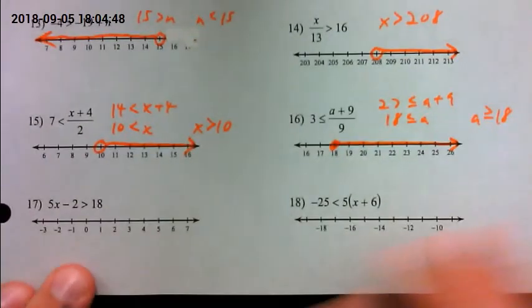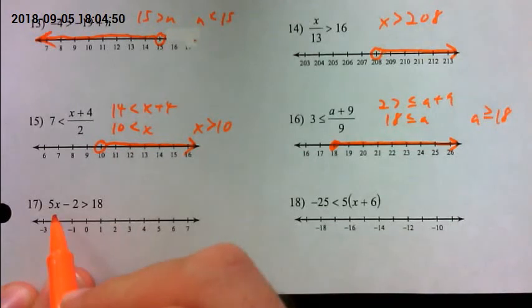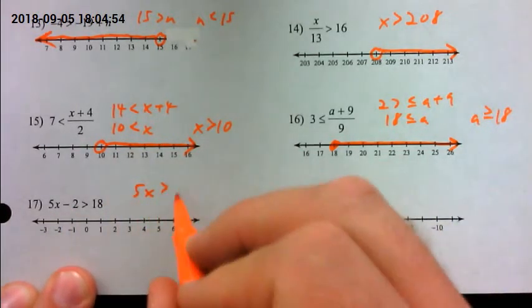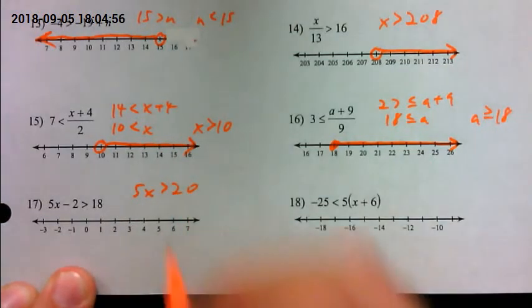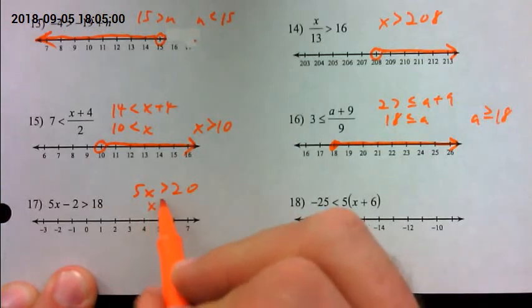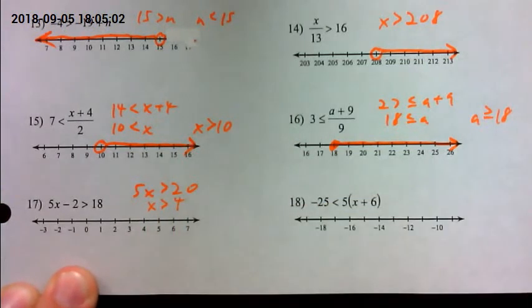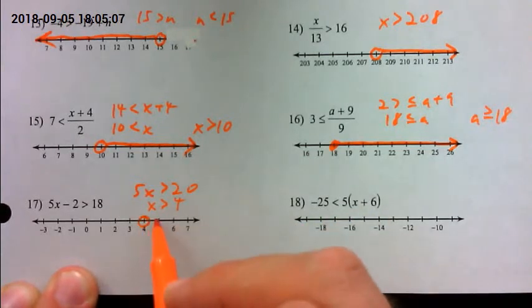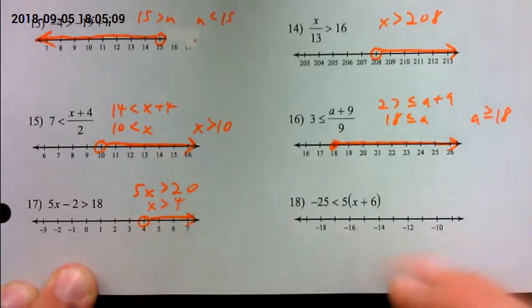Finally, the last two, we have the 2 can come over first, so we'll have 5x is greater than 20. Divide by 5, and x is greater than 4. So at 4, open circle, and everything greater.